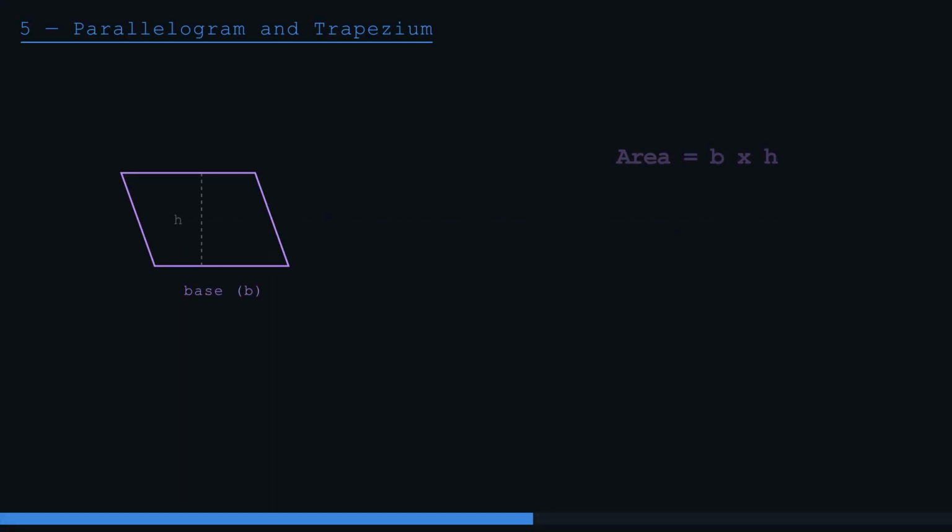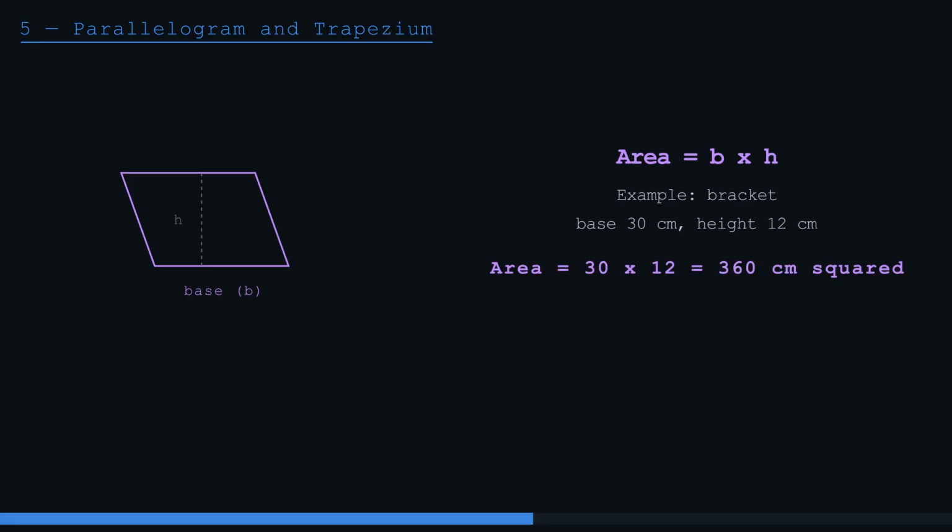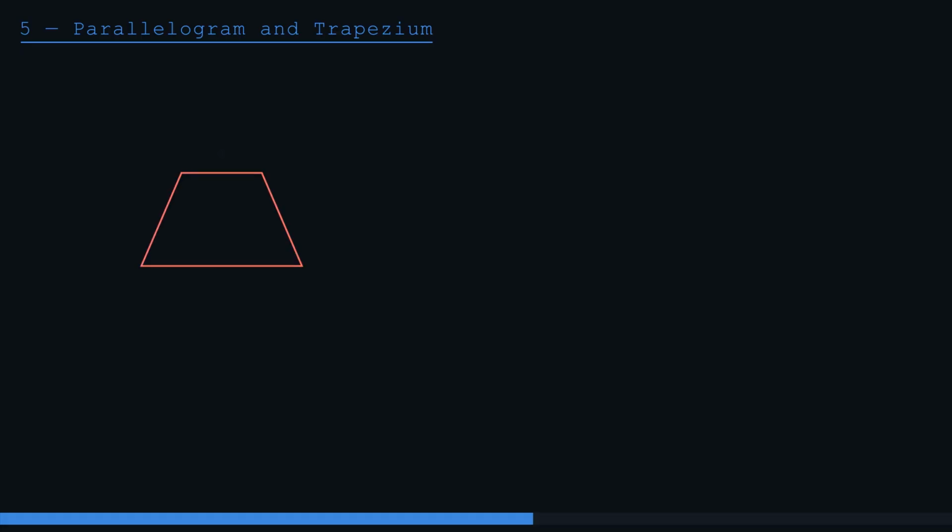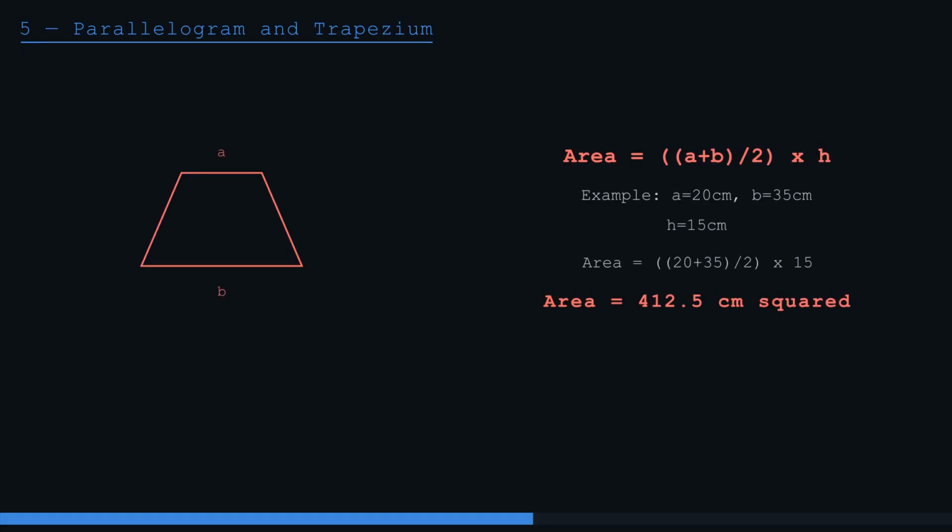For a parallelogram, area equals base times perpendicular height, same formula as a rectangle. A bracket with base 30 centimeters and height 12 centimeters has an area of 360 square centimeters. For a trapezium, add the two parallel sides, divide by 2, then multiply by height. With parallel sides 20 and 35 centimeters and height 15 centimeters, the area is 412.5 square centimeters.